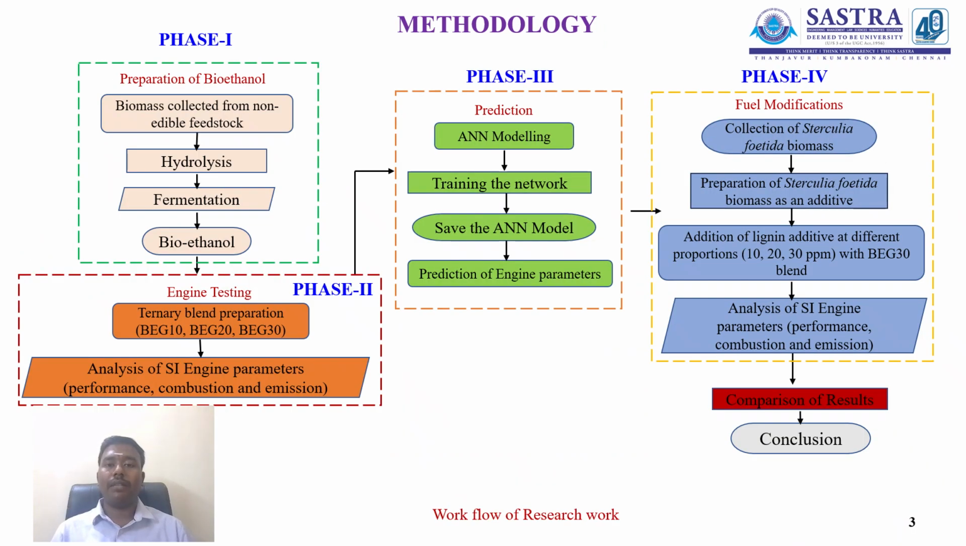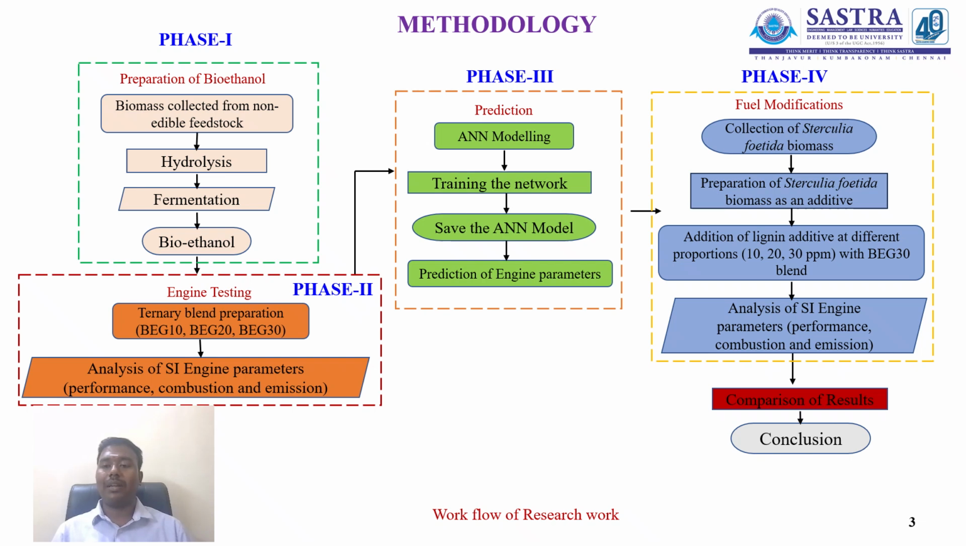Methodology. We classify the methodology into four phases. In first phase, preparation of bioethanol, where we prepared the bioethanol from the non-edible feedstock, followed with the hydrolysis and fermentation. In phase 2, we prepared the ternary blend starting with proportions of bioethanol, butanol and gasoline as BEG10, BEG20, and BEG30, and analysis of SI engine parameters followed with the prediction analysis. In phase 3, ANN modeling, training the network, saving the ANN model, and prediction of engine parameters with the performance and emission, followed with the fuel modification.